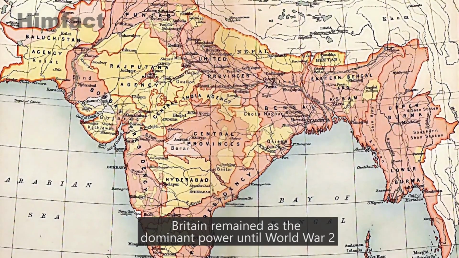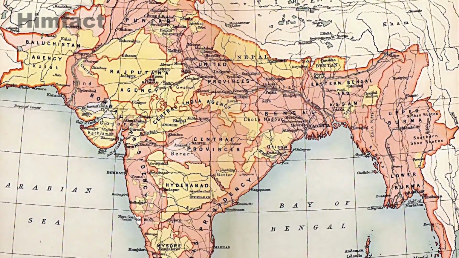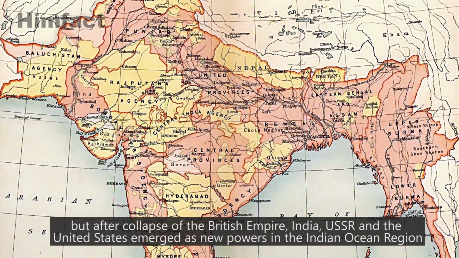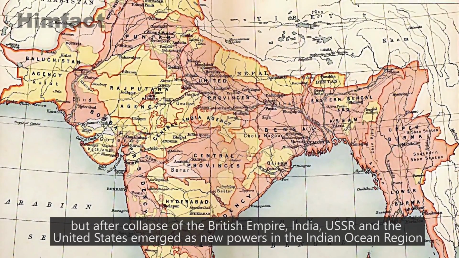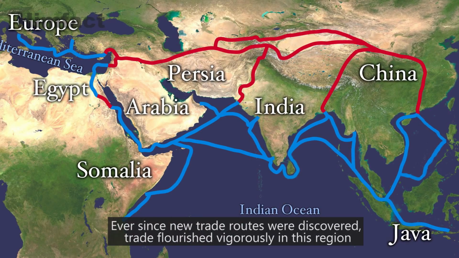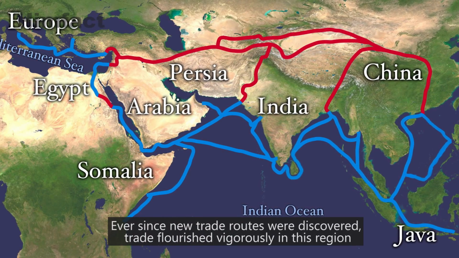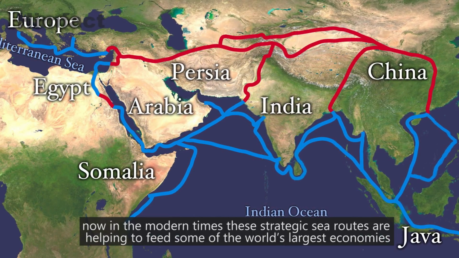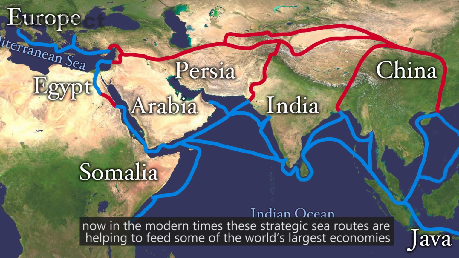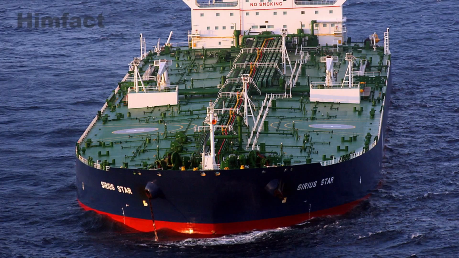Britain remained as the dominant power until World War II, but after the collapse of the British Empire, India, the USSR and the United States emerged as new powers in the Indian Ocean region. Ever since the new trade routes were discovered, trade flourished vigorously in this region. Now in modern times, these strategic sea routes are helping to feed some of the world's largest economies.